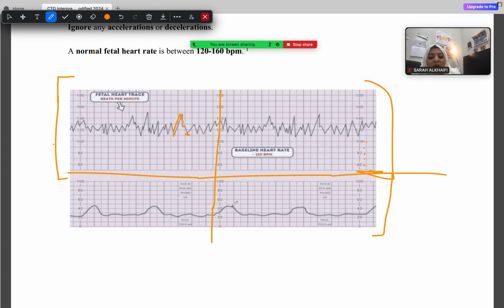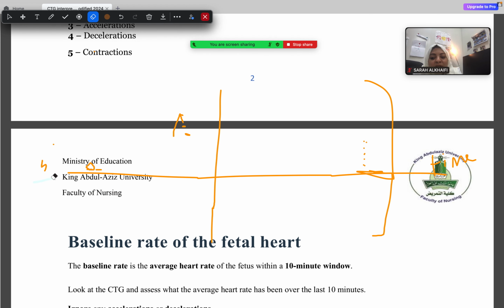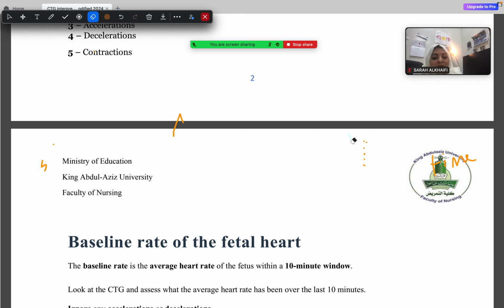So how about the horizontal? The horizontal line represents the time. As you can see, there are small squares. Each small square, this here, equals 30 seconds. Which means two small squares equal 60 seconds, excellent, which is 1 minute. So you have to know these essential elements before we dig deeper into the interpretation of electronic fetal monitoring for the purpose of this video.